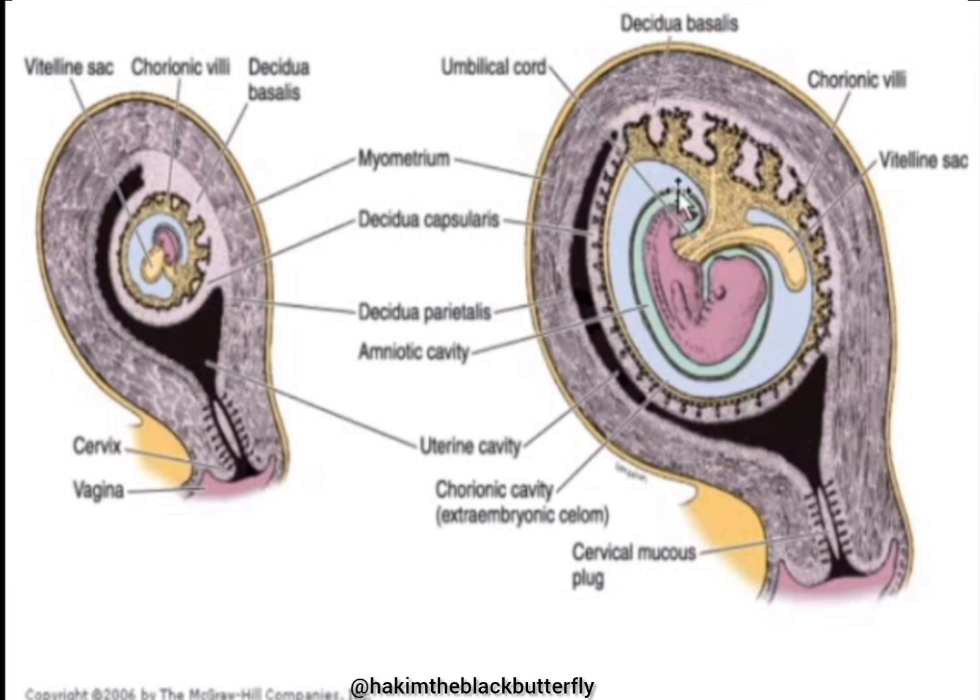Some of the cells of the connecting stalk form the umbilical arteries, some of them form the umbilical veins, and the rest can break down and form what you call Wharton's jelly, that gel-like structure within the umbilical cord.